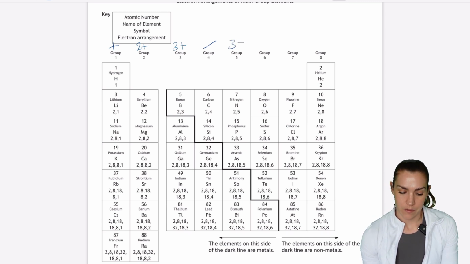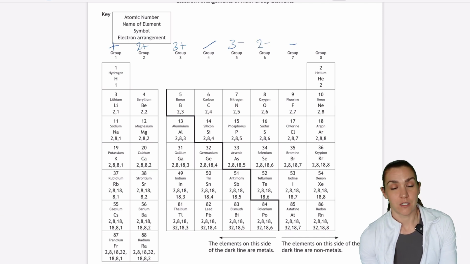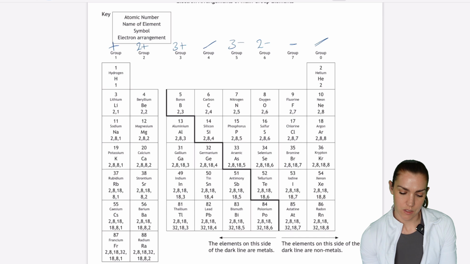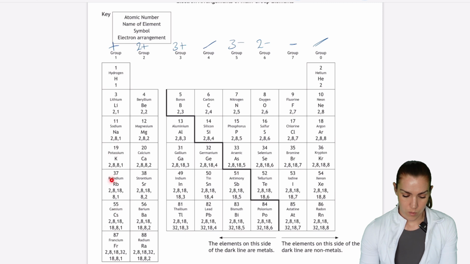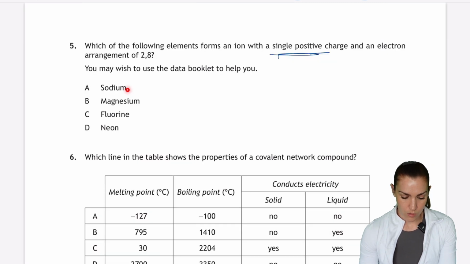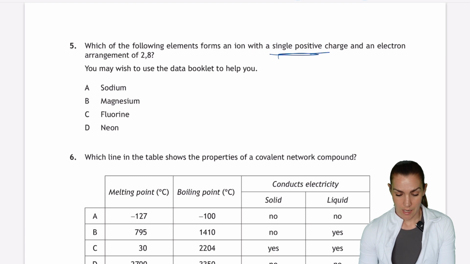So group 5 becomes 3 negative, group 6 becomes 2 negative, group 7 becomes just a single negative, and again group 0 don't form ions because they already have stable electron arrangements. So we're looking for an element that is in group 1. So that would be sodium, the only one there actually.